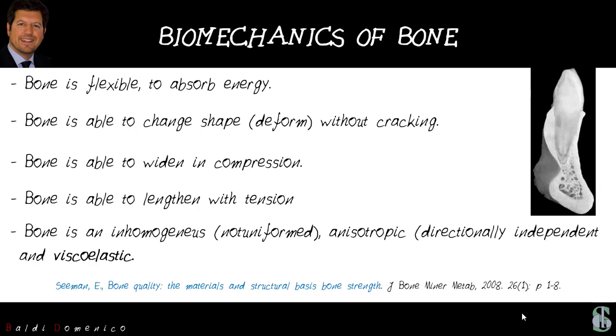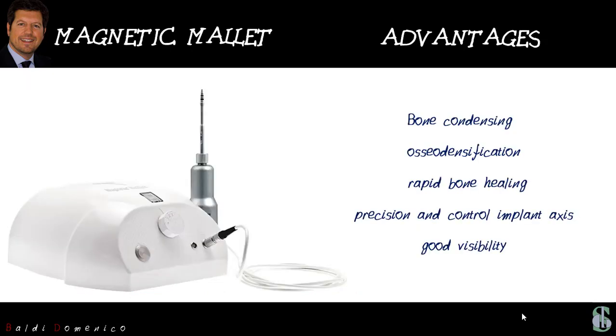And so it's really a pity not to take advantage of this situation. For this reason, we have to use the right instrument for our surgery, especially when we want to have a sinus lift with a crestal approach. In fact, if we analyze the advantages of the magnetic mallet, we can see that with this instrument we can obtain bone condensing, osteodensification, rapid bone healing, precision and control of the implant axis, and good visibility.